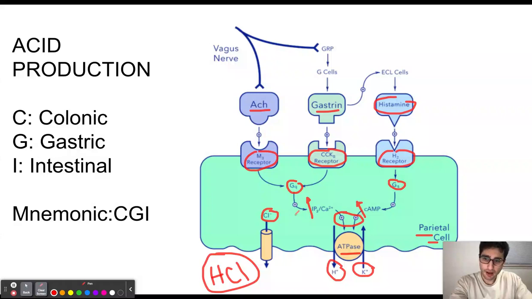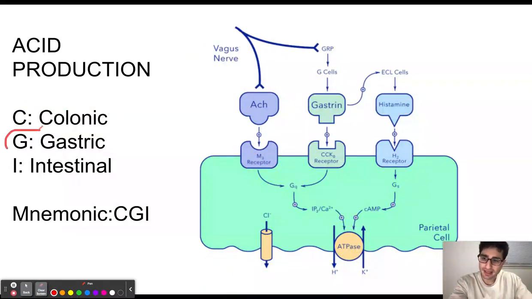Now, what we just discussed is the colonic phase of acid production, and this is going to be the first phase mediated by the vagus nerve. So remember, the vagus nerve can be stimulated by the taste of food, the smell of food, the sight of food, or even when we think of food, the vagus nerve can be stimulated and result in acid production through the pathway that we just discussed.